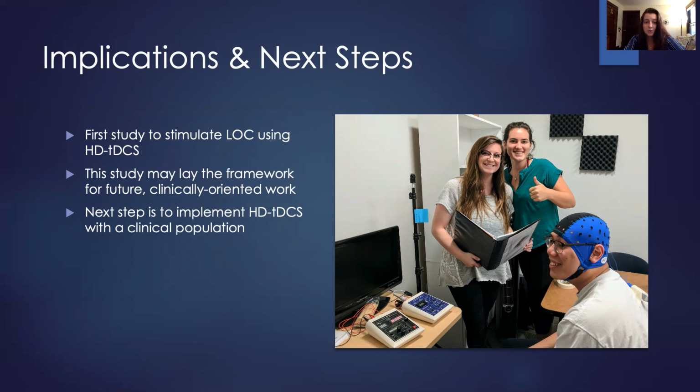However, for individuals with visual impairments, this process may be slower or less efficient, and this study may lay the framework for more future clinically oriented work. For example, an individual with brain damage due to a stroke or a traumatic brain injury. So the next step might be to implement HD-tDCS for the clinical population. But to conclude, object perception is extremely important and we use it every day. So having a decreased ability can be very impairing, and HD-tDCS has a lot of promising implications, and more research is definitely needed to see if these effects carry out throughout other situations.